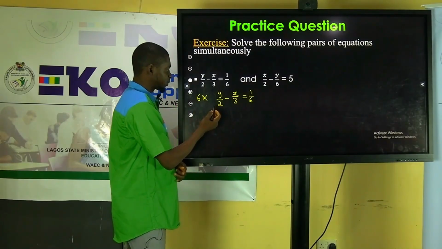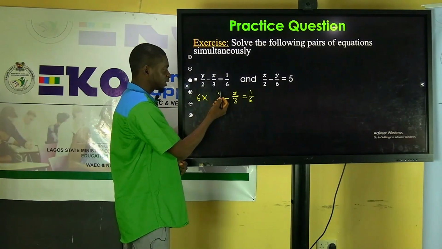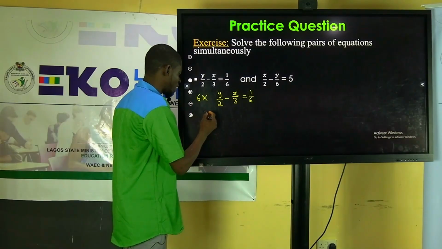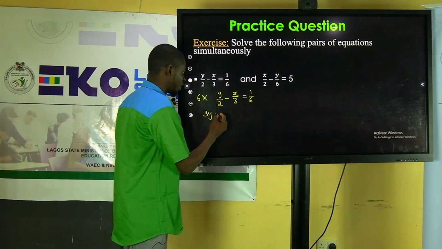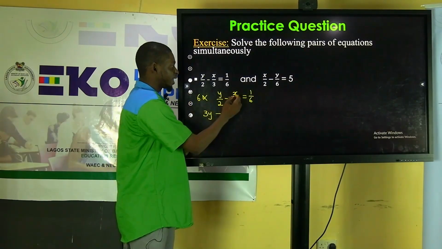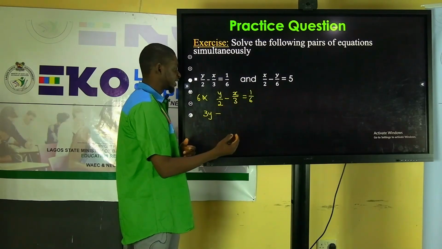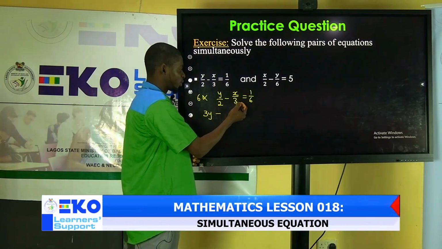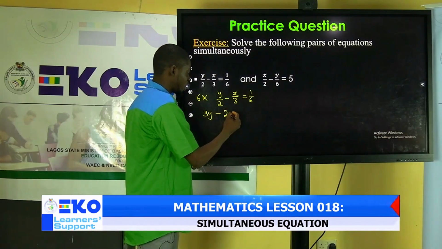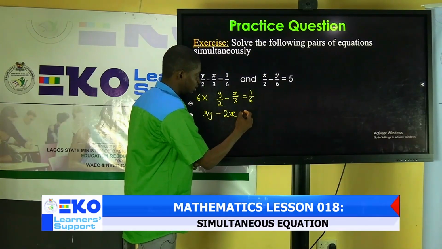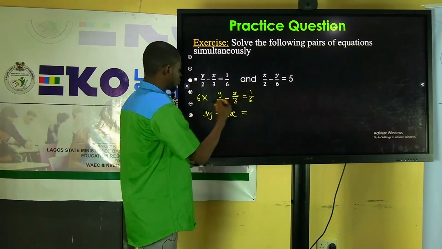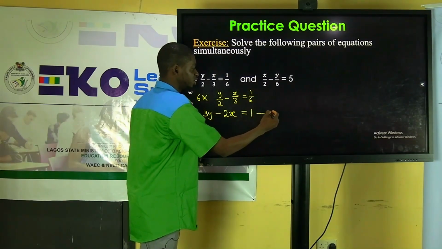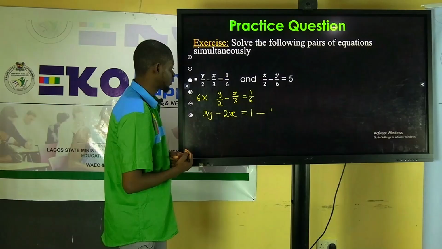So multiplying 6 by y, this will become 6y divided by 2. So when you divide it by 2, you have 3y, minus, when you multiply 6 by x, that becomes 6x, divided by 3 that we have here, you have 2x, equals, this one will now be 6 divided by 6, giving you 1. So we've gotten a new equation, we call it equation 1.